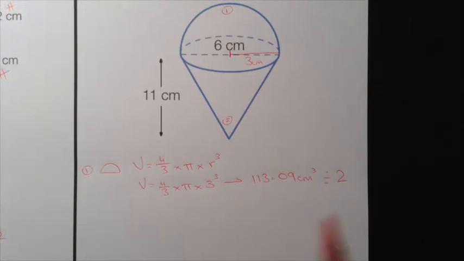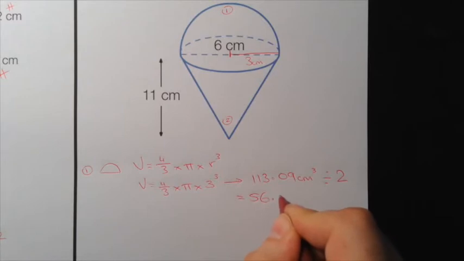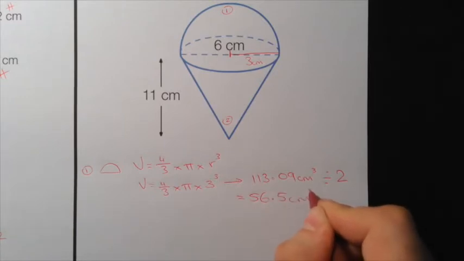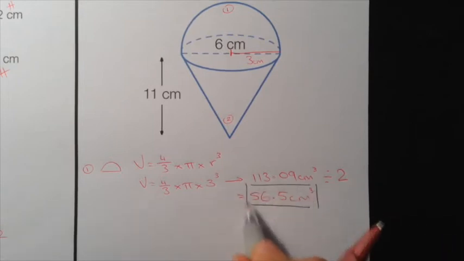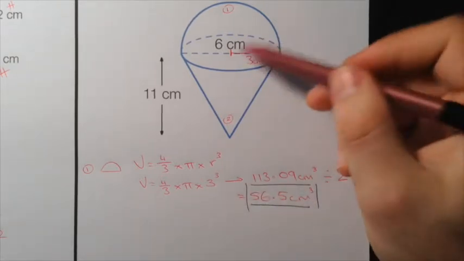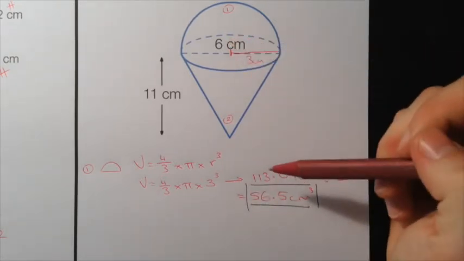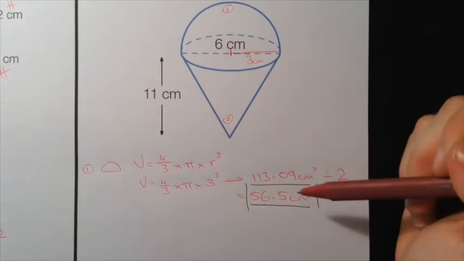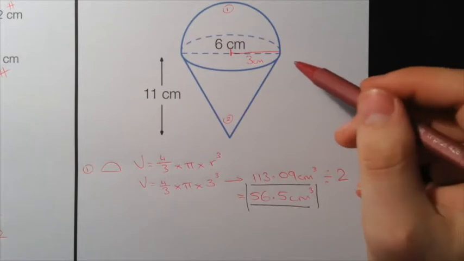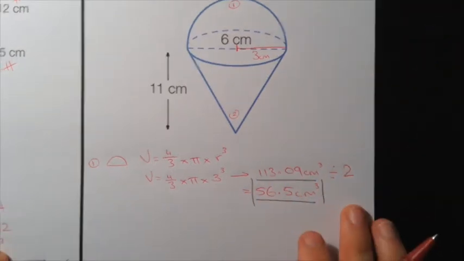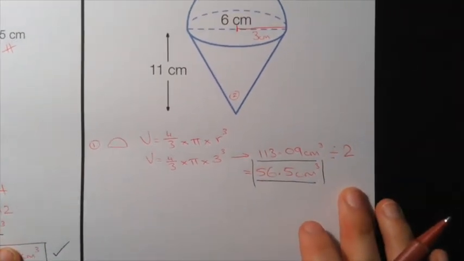When we divide that answer by 2, what we get is 56.5 centimeters cubed. And this is the actual final answer that we use for the volume of our ice cream scoop on top here. This 56.5. Very important to keep an eye out for half shapes like this. So we've worked out the volume of our scoop of ice cream on top.